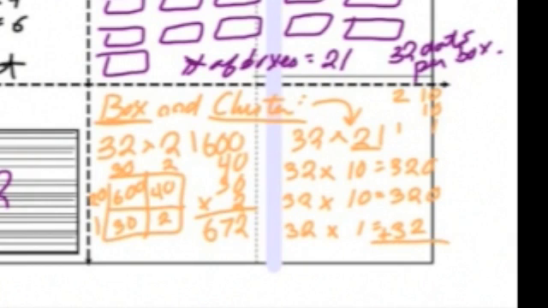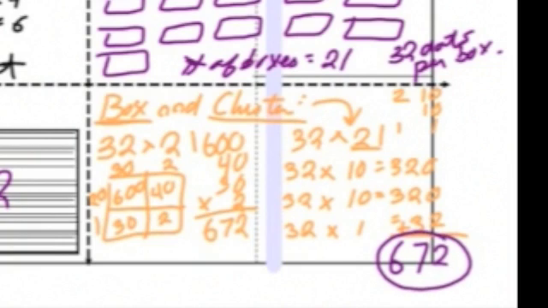If I find the sum of this whole problem, I bring down 0 plus 0 plus 2 is 2. 2 plus 2 plus 3 is 7. 3 plus 3 is 6. My solution again is 672.